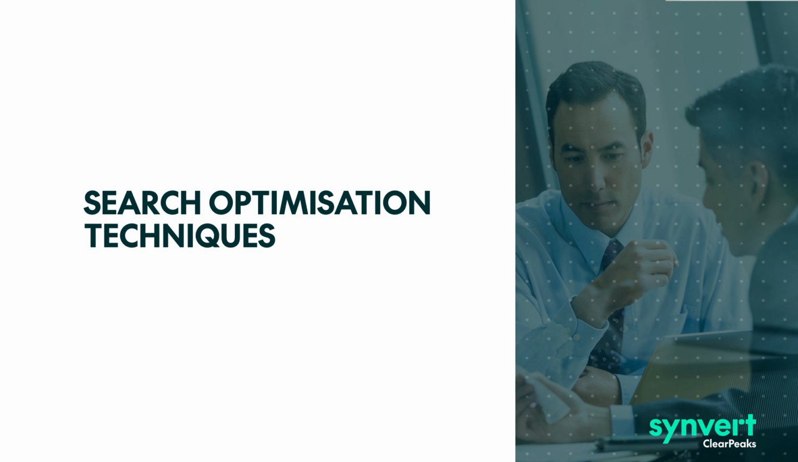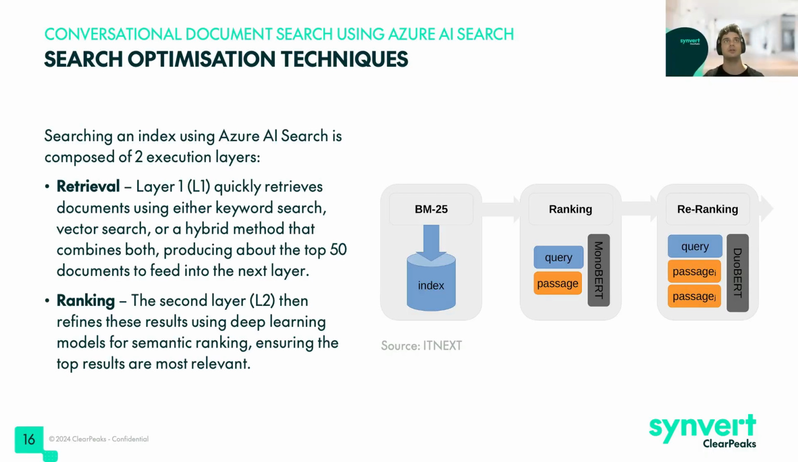So searching and indexing in Azure AI Search is composed of two execution layers. Firstly is the retrieval. The retrieval is a layer one method that quickly retrieves documents from the index. By using either configuration that we'll go over just in a second, it extracts a lot of documents that may be relevant for the query that the user has performed. The second one is the ranking. The second layer is designed to refine these results and order them in order to get the most relevant results first and filter the ones that may not be as adequate.